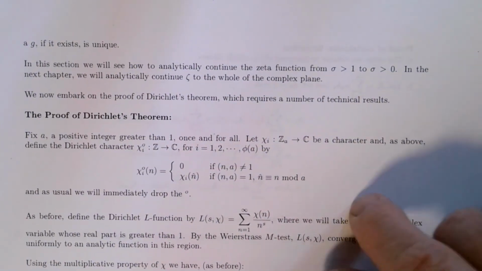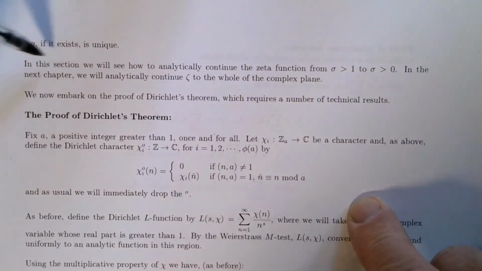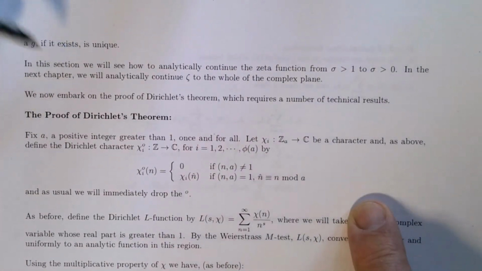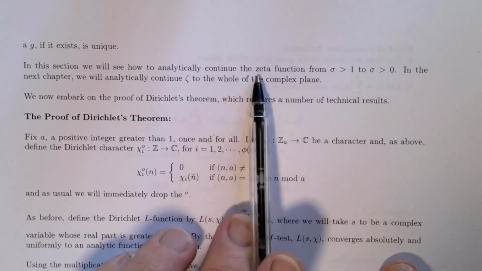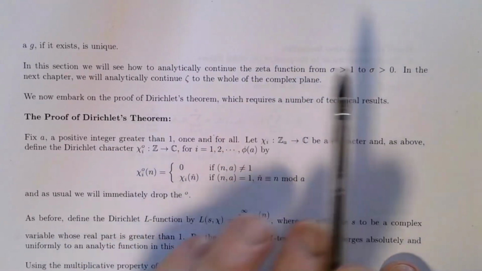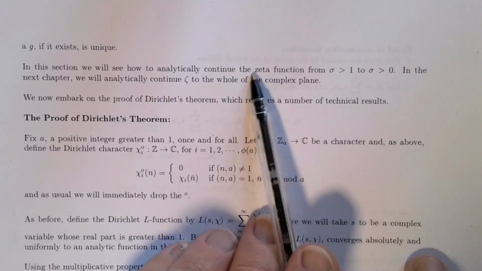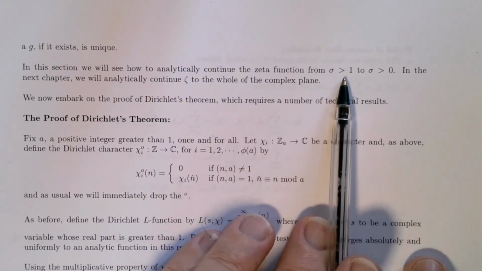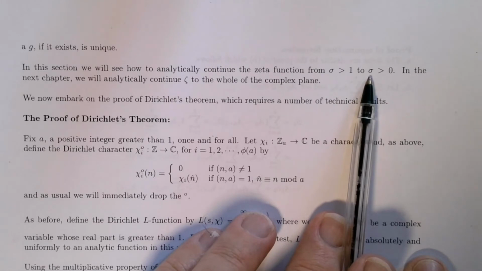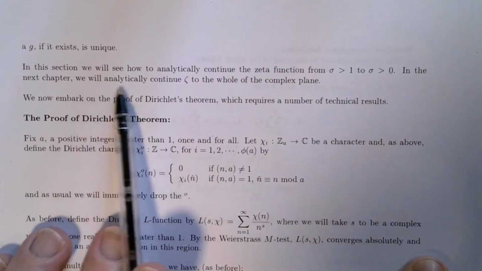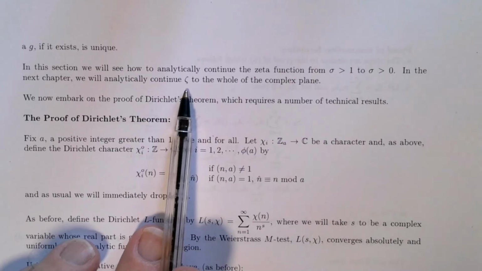So in this chapter, in the next section, we're going to see how to analytically continue our new zeta function. At the moment, our zeta function represents an analytic function for sigma bigger than 1, and we're going to push the boundaries a bit and push it back to sigma bigger than 0 by showing there's an analytic continuation of the zeta function. In the next chapter, where we look at the Riemann zeta function in a bit more detail, we'll analytically continue zeta to the whole of the complex plane.